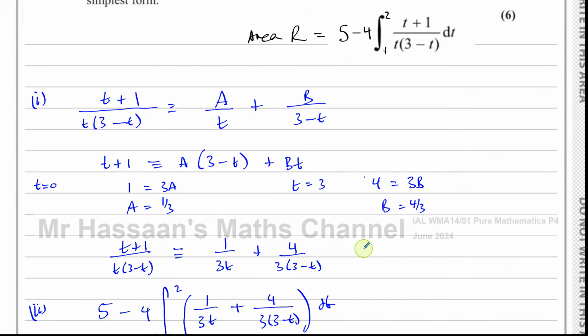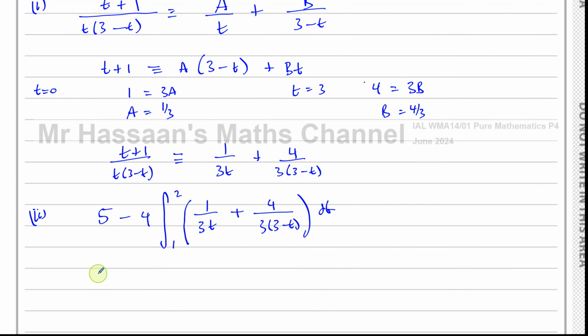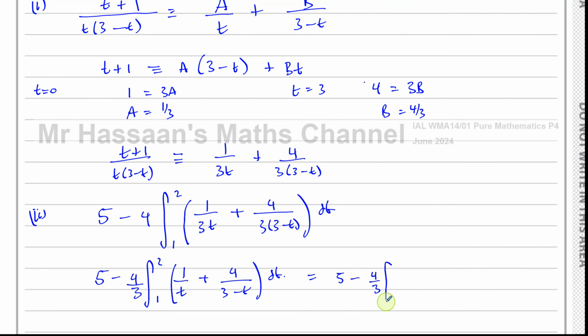Okay, so now what I'm going to do is take out the 3 outside. I like to do stuff like this. So I'll take out 1/3, so it'll be 4 over 3, and you'll be left with the limits of 1 and 2. This is going to be 1 over t plus 4 over 3 minus t, integrate with respect to t. I like to make it neater like that. So you have 5 minus 4 over 3 times... Don't forget, you can't deal with this until you've multiplied 4 over 3 with what's in here because of BODMAS. So I can't do anything with that.